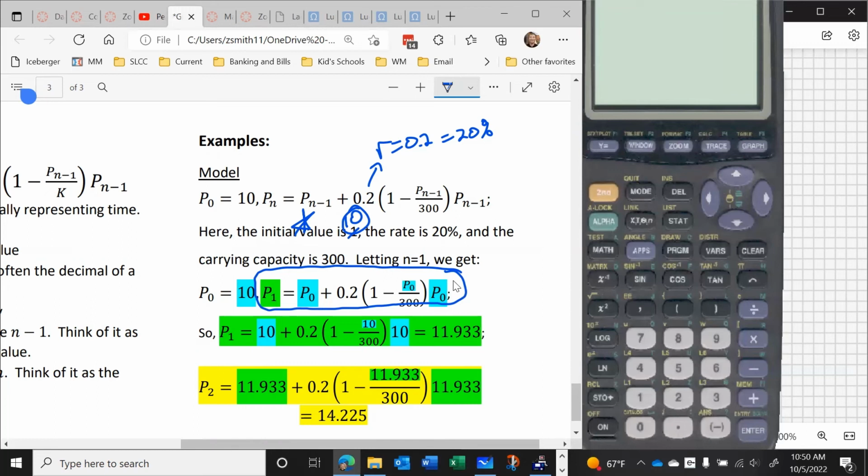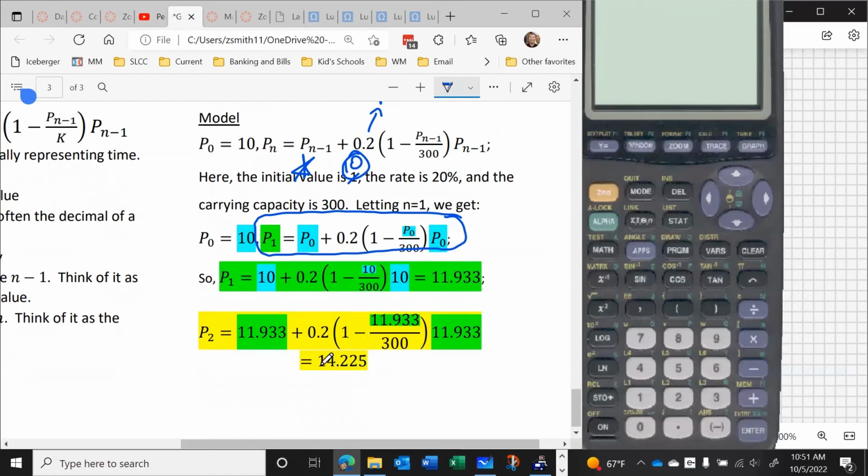To find the next one, I plug that 11.933 into the previous spot location, the P sub n minus 1 location, and I work out P sub 2. And then if I plug that number in where the green blocks are now, then I'll get P sub 3. And if I plug that into where the green blocks are right now, I get P sub 4. One step at a time, I'm generating the terms in the logistic sequence.